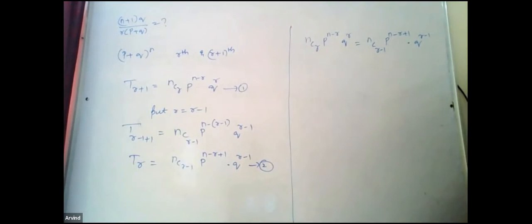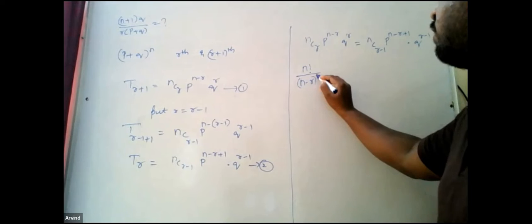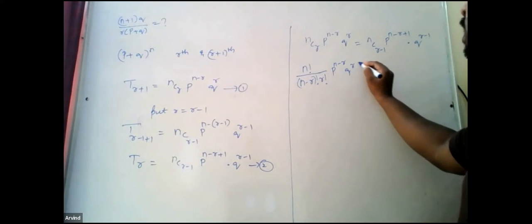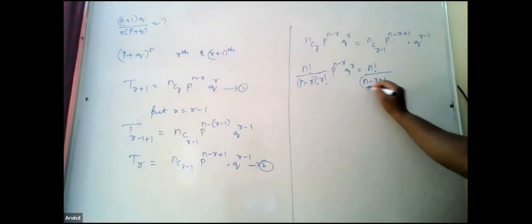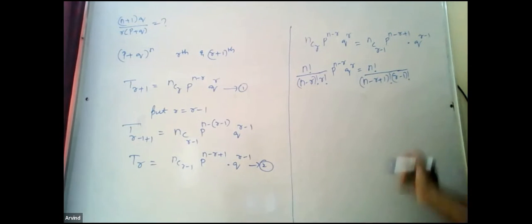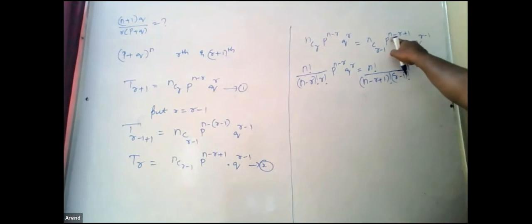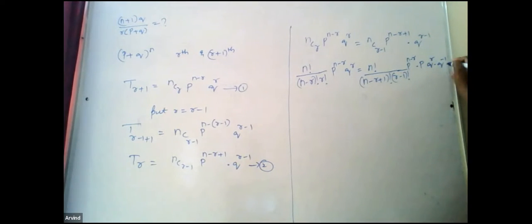So now observe carefully, nCr according to the formula is n factorial divided by n minus r factorial divided by r factorial, p to the power of n minus r, q to the power r. Same thing, n factorial divided by n minus r plus 1 factorial divided by r minus 1 factorial. Now just observe this. This I can write as p to the power of n minus r into p, laws of exponents. I separated the plus 1 so that I can cancel it. Similarly, q to the power r into q to the power minus 1.